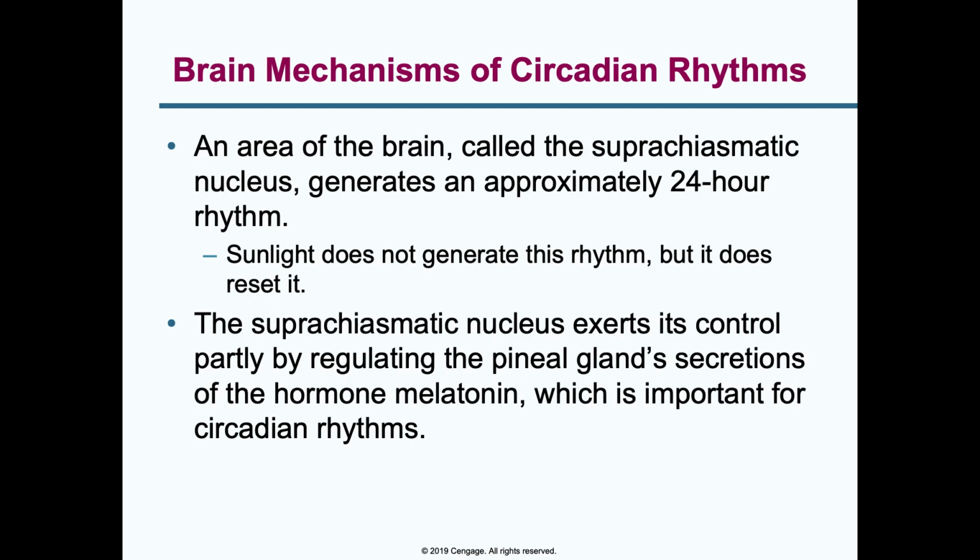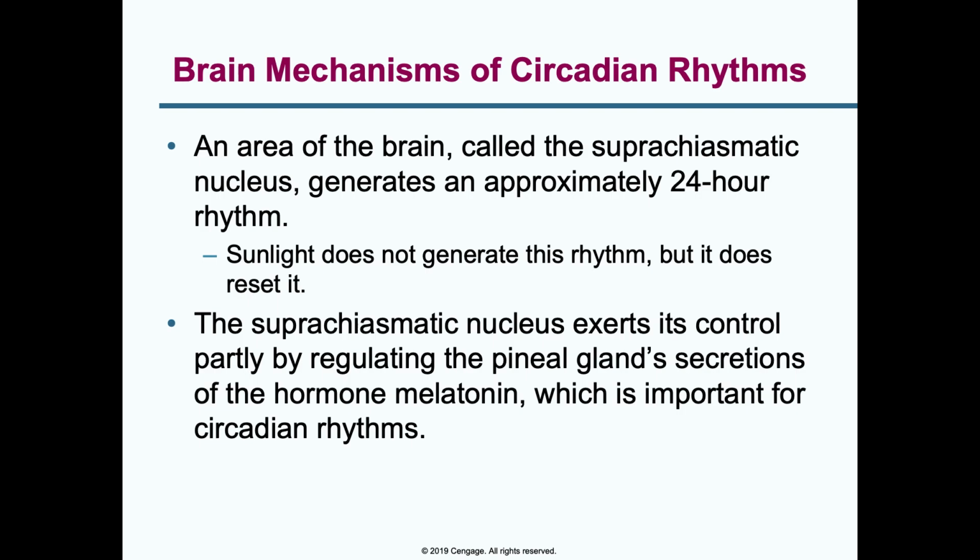Okay. When we talk about brain mechanisms and circadian rhythms, there's an area of the brain called the suprachiasmatic nucleus, which is a little piece in the brain that generates this rhythm. Sunlight doesn't necessarily generate the rhythm, but it does help to reset the switch. So it helps when people get sunlight if they're not used to being awake during the day, or have it really dark if they need to be sleeping when it's not necessarily dark. Sunlight plays a pivotal role in helping to reset the rhythm.